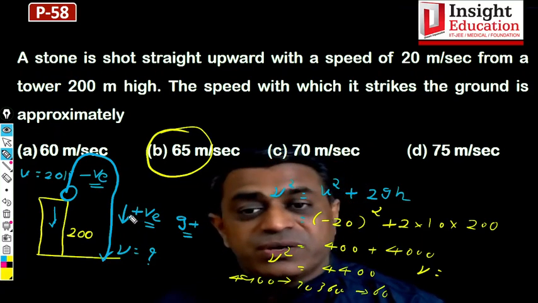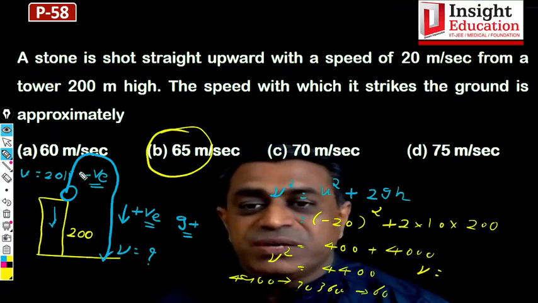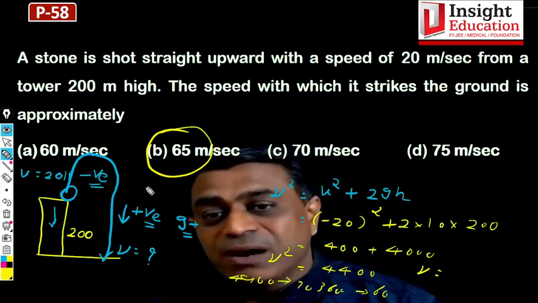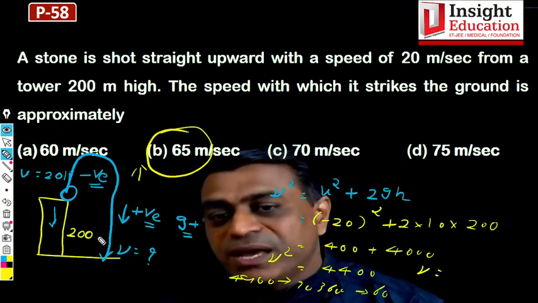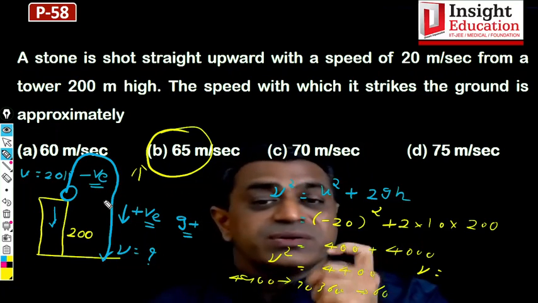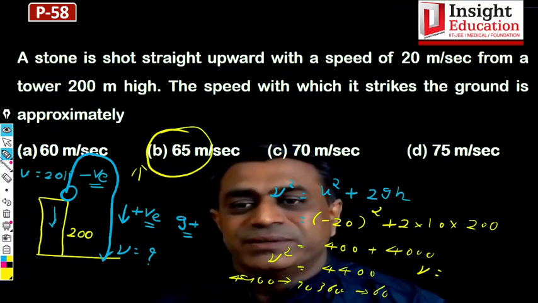Now focus on this: downward direction is positive, so velocity in the upward direction is negative. If we consider the upward direction positive, then here everything should be negative. So this positive and negative is very important.